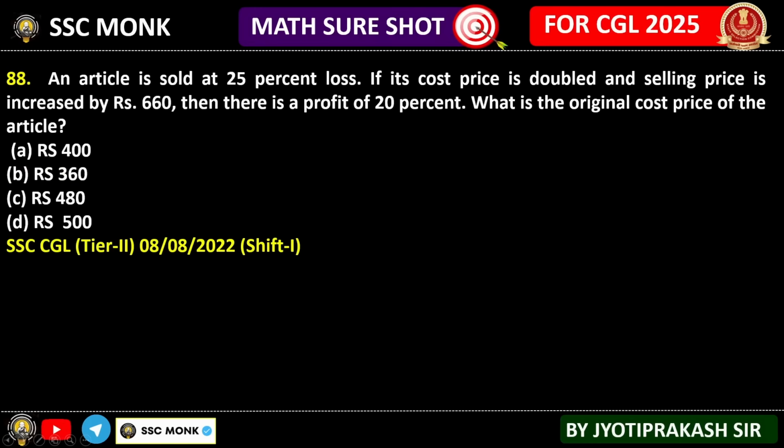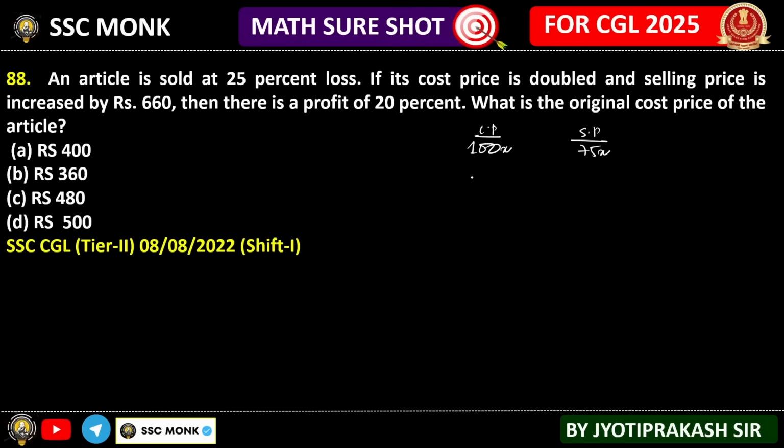Next, an article is sold at 25% loss. If its cost price is doubled and selling price is increased by 660, then the profit is 20%. What is the original cost price? Now let's say 100x was the cost price, okay, and it is sold at 25% loss. So it is sold at 75x.